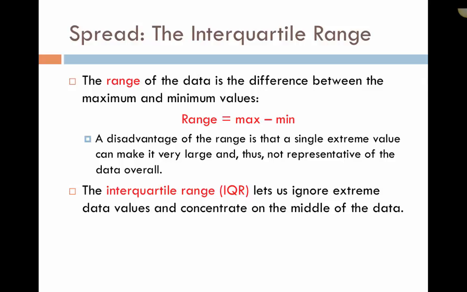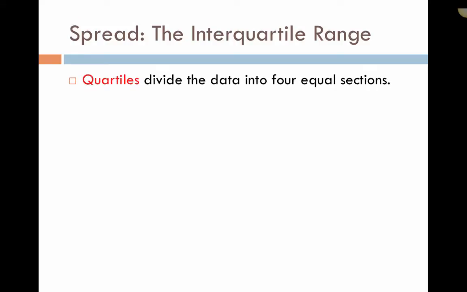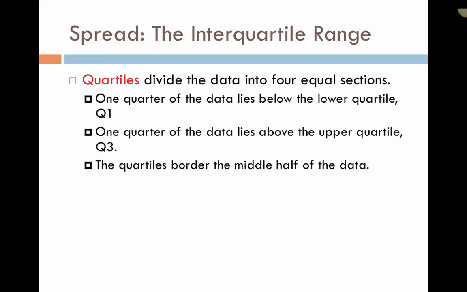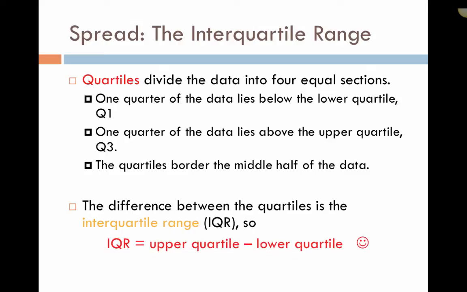In order to find the IQR, we first need to know what our quartiles are. So our quartiles divide the data into 4 equal sections. 1/4 of the data lies below the lower quartile, which is Q1, and 1/4 of the data lies above the upper quartile, Q3. Therefore, Q1 and Q3 border the middle half of the data, so 50% of the data lie between Q1 and Q3. The difference in the quartiles is your IQR. So in order to find or calculate the IQR, it's your Q3 minus Q1.